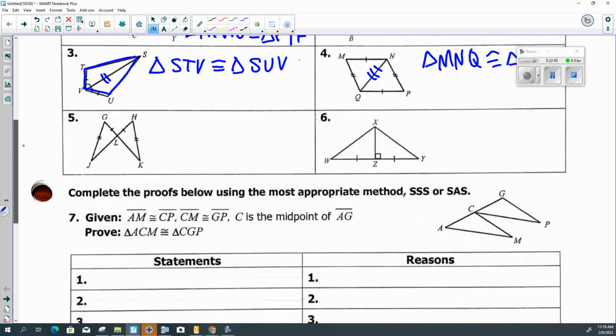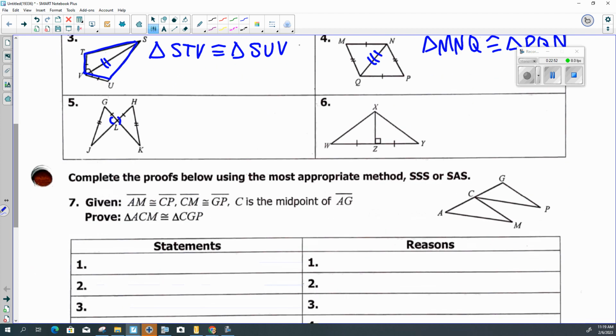All right, number 5, we know vertical angles. That is angle, side, side. So I don't have enough information to prove congruence yet. I would have to leave this one as it is.